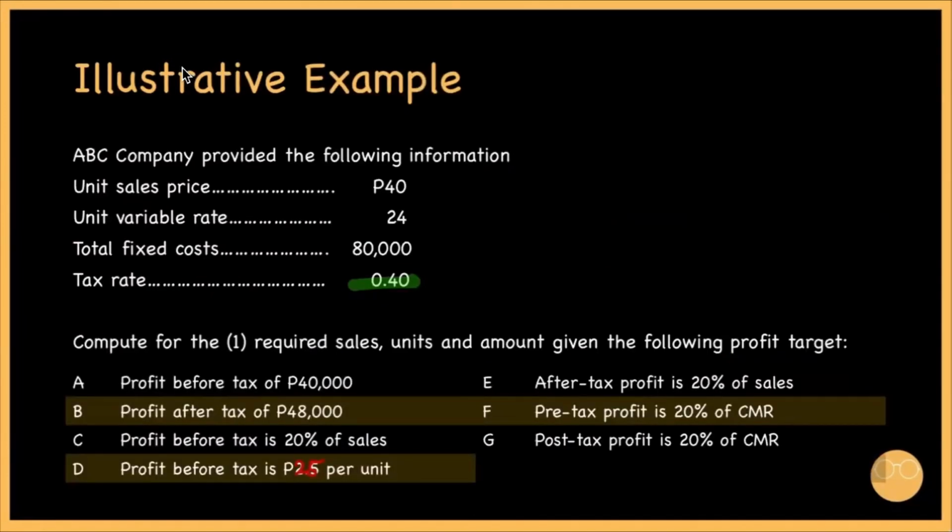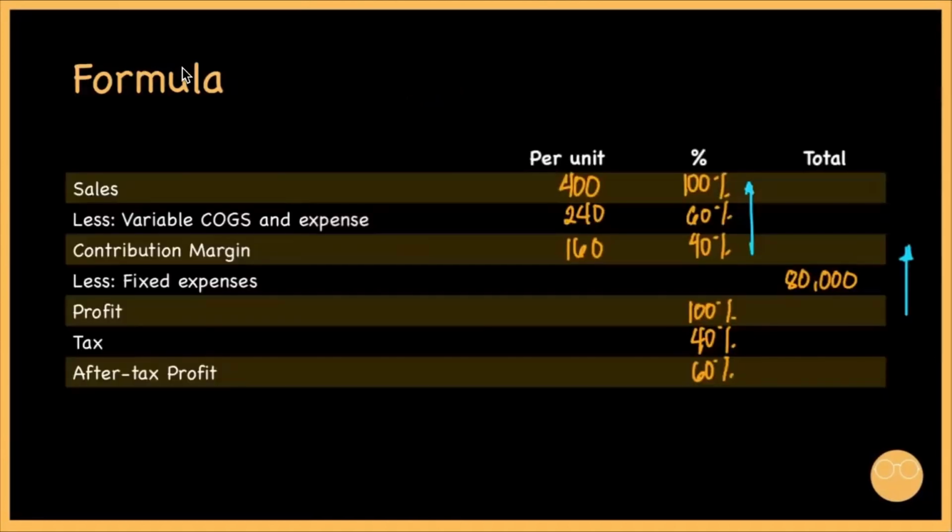The profit after tax is 48,000. Let's plot it here, 48,000. Our understanding here is that this is only the 60% of the profit before tax. 48,000 divided by 60%, we can now get 80,000 before tax profit. Therefore, our tax here is 32,000.